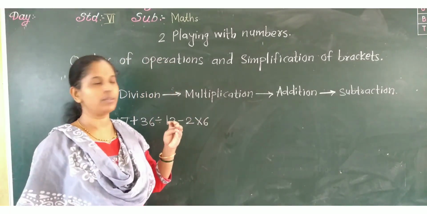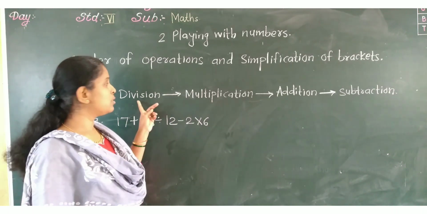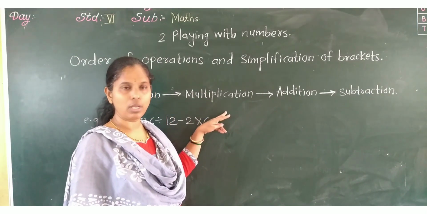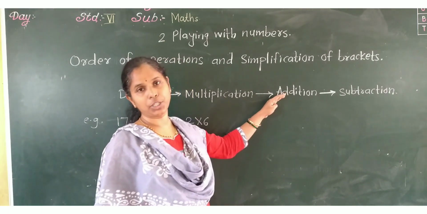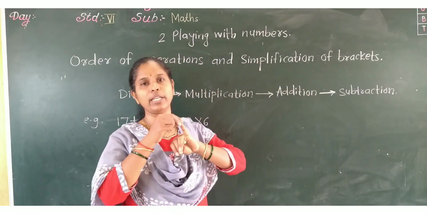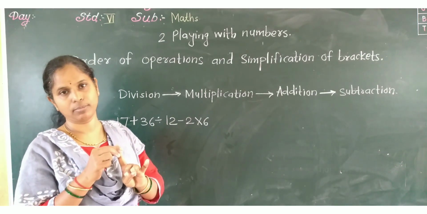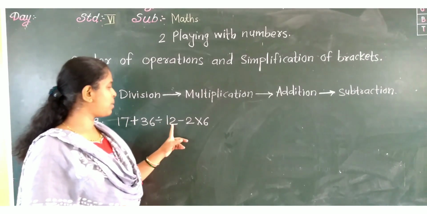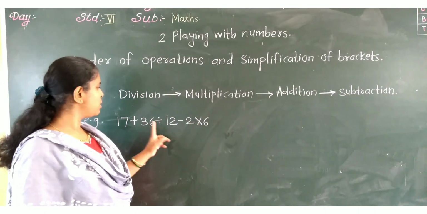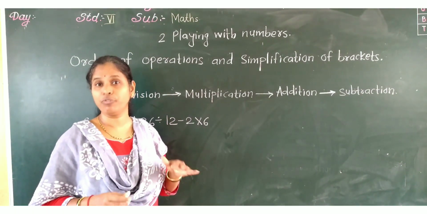Now see, for that, the first operation we always have to give preference is division. After division, if multiplication is there, then that we will have to solve. After that, we have to see addition and then subtraction. Okay, first we carry out division, then multiplication, then addition and then subtraction. Example I will show: 17 plus 36 divided by 12 minus 2 into 6. Here all 4 operations are there: addition, division, subtraction and multiplication. Now which operation to carry out first?